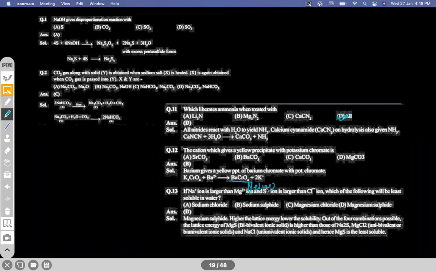Na+ is larger than Mg2+ ion. S2- ion is larger than Cl- ion. Which of the following will be least soluble in water? Sodium chloride, sodium sulfide, magnesium chloride, and magnesium sulfide. The reason is that magnesium sulfide has higher lattice energy. We have seen this: higher lattice energy, lower the solubility. Out of the four combinations possible, the lattice energy of MgS, a bivalent cation ionic solid, is higher than those of Na2S, MgCl2, and NaCl. The one which has higher lattice energy, it is difficult for water molecules to penetrate its lattice, and hence it is least soluble. So the answer for this one is magnesium sulfide.